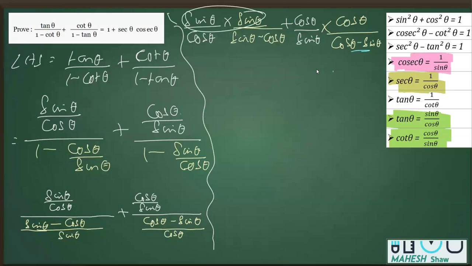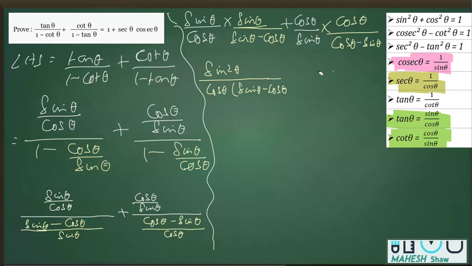Over the numerator, we have sine into sine, that is sine square theta. So I'm writing this as sine square theta, divided by cos theta multiplied by sine minus cos theta. Now, as I said, I'm going to take this minus common from here. If I take out this minus common from here, this minus sign will influence this and will become minus instead of plus. This is going to be minus here.